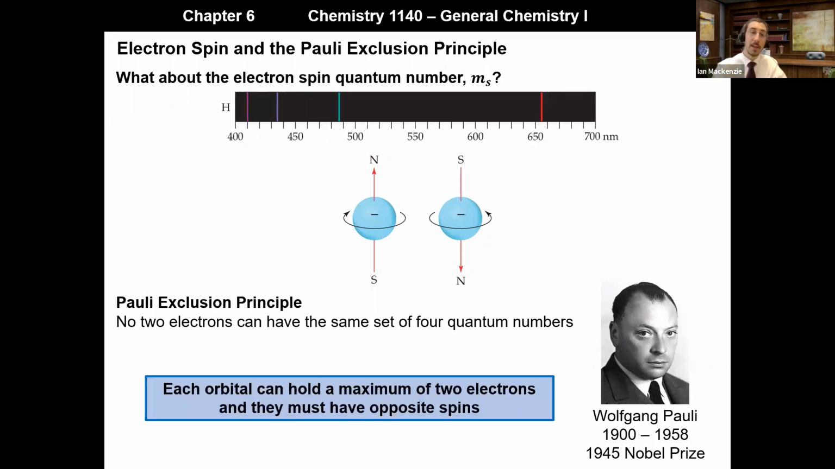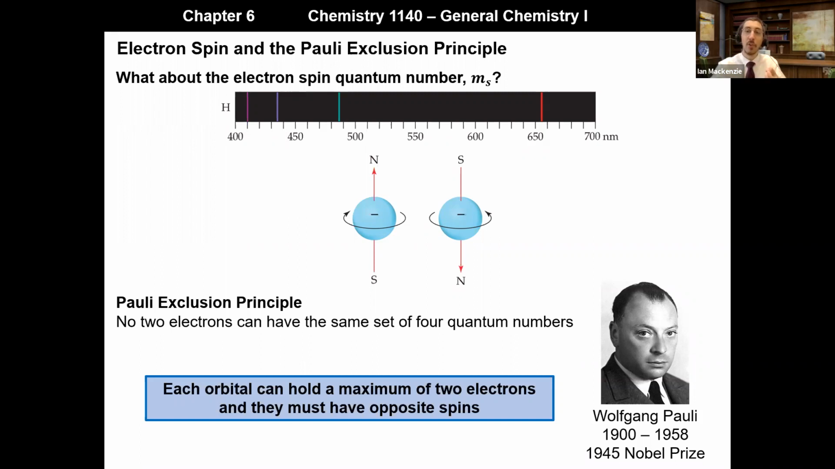What falls out of that then is that every orbital can only hold a maximum of 2 electrons. And those 2 electrons must have opposite spin, so they must have different values of m sub s. Since there are only 2 possible values of m sub s, any particular orbital would have the same first 3 quantum numbers, and the only difference for the electrons inside would be their spin quantum numbers. So you can only have 2 electrons per orbital.